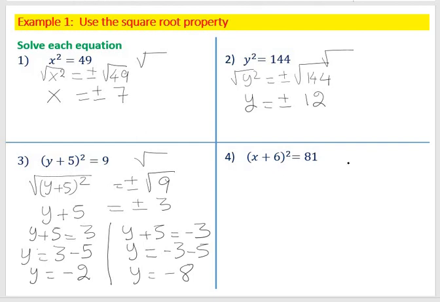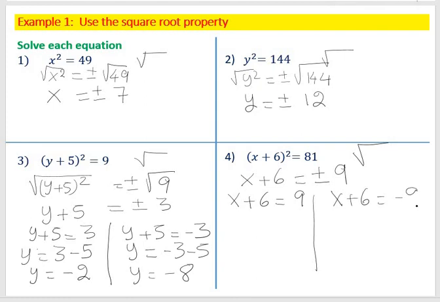Now here we're going to do the same thing. Take the square root of both sides. If I take the square root of x plus 6 all squared, it will give me simply x plus 6. And this is equal to positive or negative the square root of 81, which is 9. Positive or negative 9. Then I have two equations. x plus 6 equals 9, or x plus 6 equals negative 9.